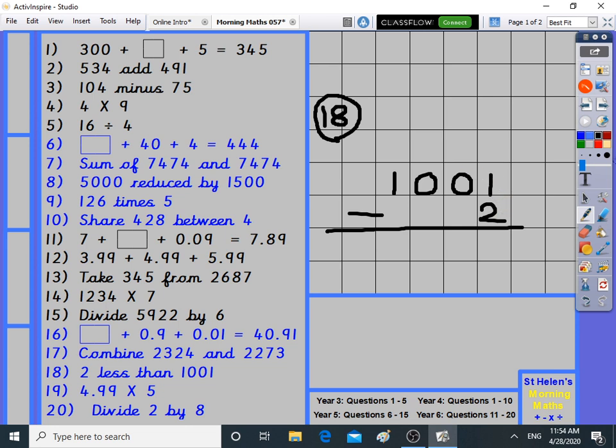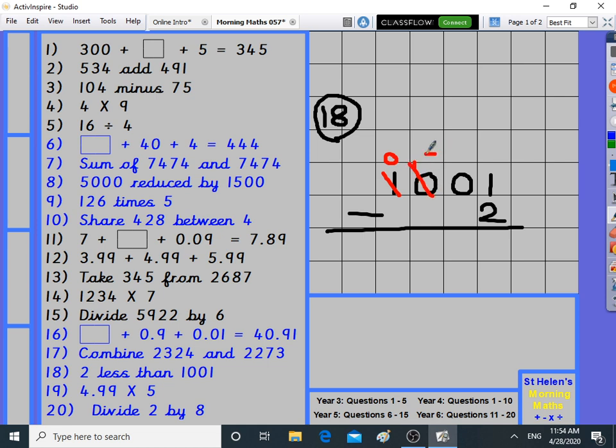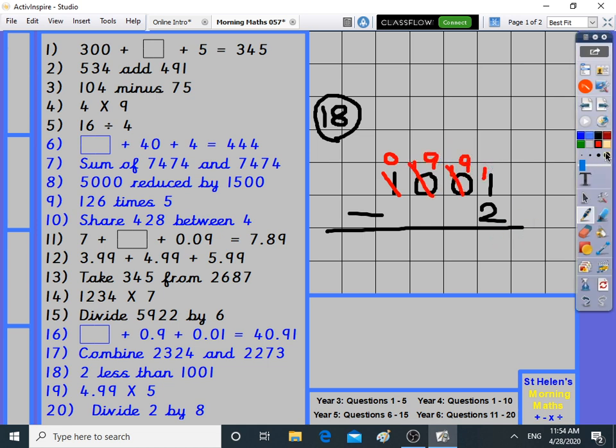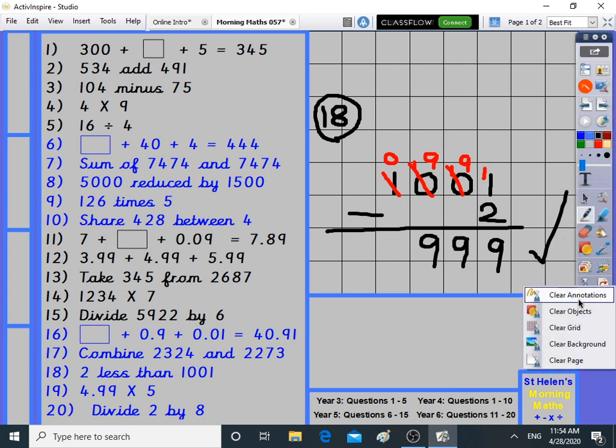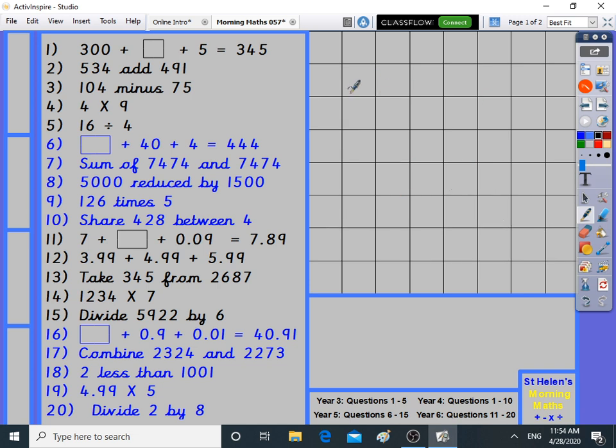1 take away 2 you can't do. Going to do lots of borrowing. I know year 5s and 6s are very fast with their borrowing usually. 11 take away 2, that is 9. Here we have 9. Here we have 9. And here we have 0, nothing. I don't need to put it in. It's 999. So I did it in my head, and on paper they agreed, so I'm happy with that 999. Let's go on to question 19.